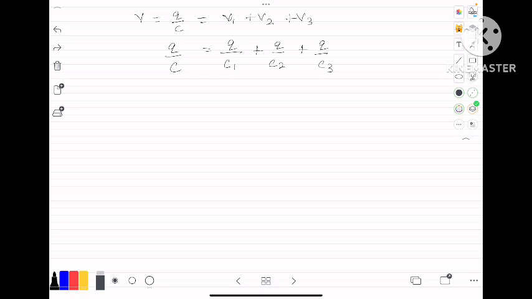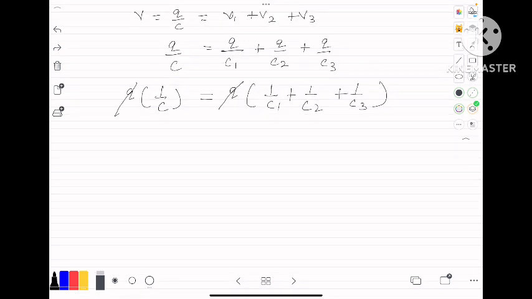If we take Q outside, so Q into 1 upon C is equal to, also Q is common here, it can be taken out, and we have 1 upon C1 plus 1 upon C2 plus 1 upon C3. Q on both sides cancels out each other. So 1 upon C is equal to 1 upon C1 plus 1 upon C2 plus 1 upon C3.